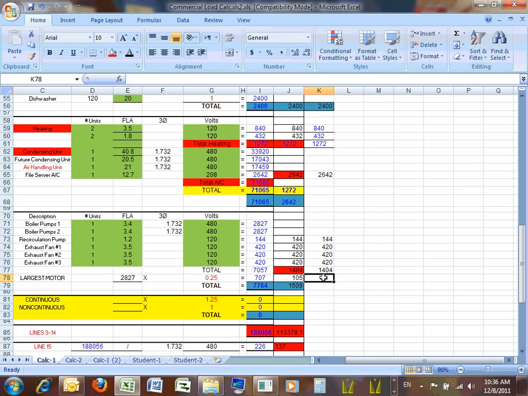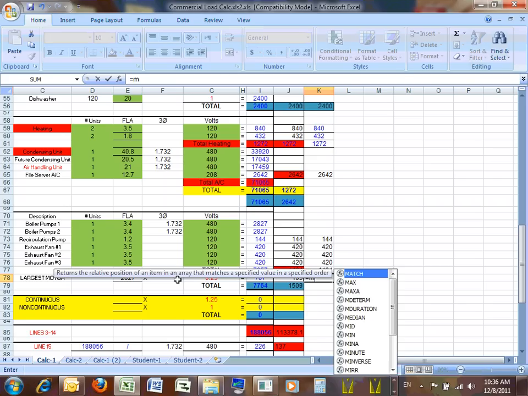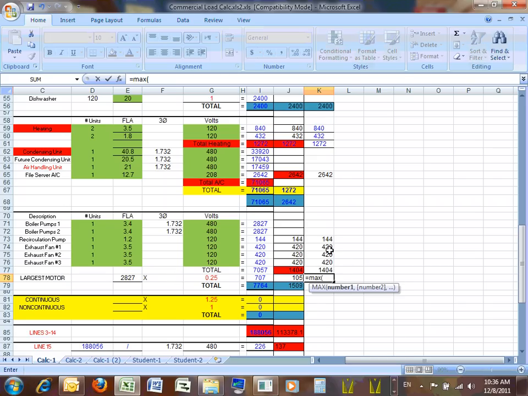Now you're going to add a 25% on these. You can add a 25% on the largest of these motors. How am I going to do that one? I'm going to say equal max, open brackets, of the max of all these, close the brackets, enter. So I'm having the max of all these first, and then I'm going to multiply it by 0.25. Now we're getting into the itty bitty of that, and enter. So I took the maximum of all these.